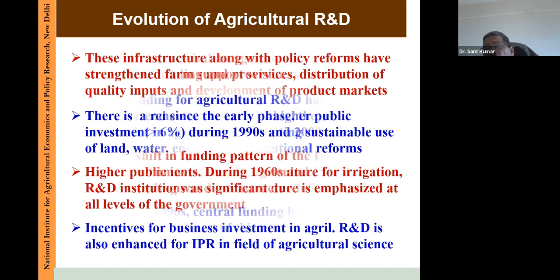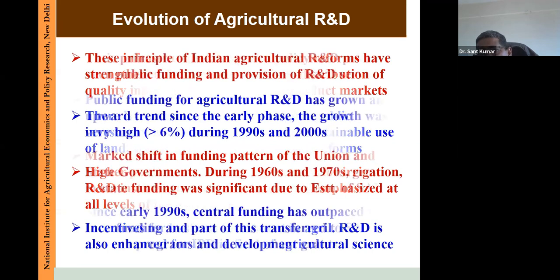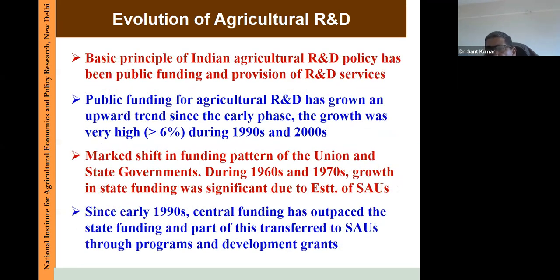So the basic principle of the agriculture R&D policy has been public funding and the provision of R&D services. Public funding for agriculture R&D has shown an upward trend, and the growth has been about 6% during the 90s. The 2000s marked a shift in the funding of the union and state governments compared to the 60s and 70s.